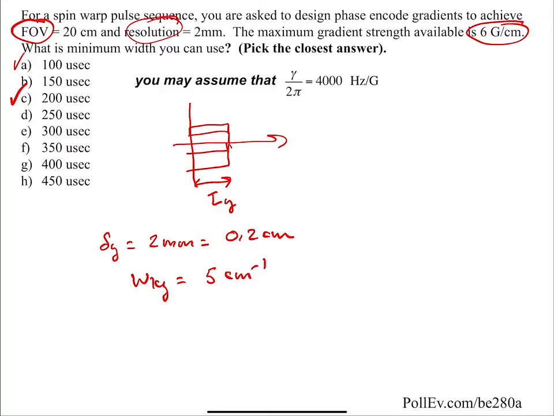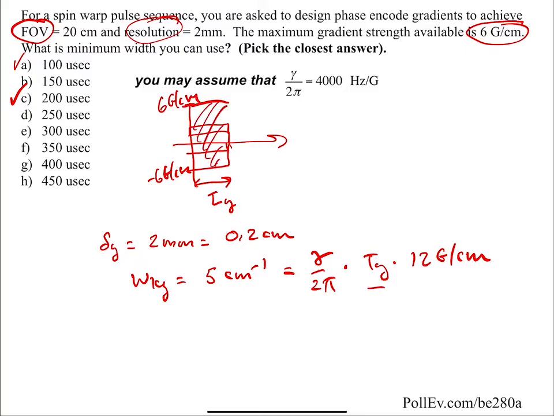Okay. And I want that to be equal to gamma over 2 pi times tau sub y times, we have, can go up to 6 Gauss per centimeter, and this can go to minus 6 Gauss per centimeter, right? So then I'm going to have times 12 Gauss per centimeter. Okay, that's the full span I can have. That's what this whole area is going to be, right? So then I just solve for tau sub y.